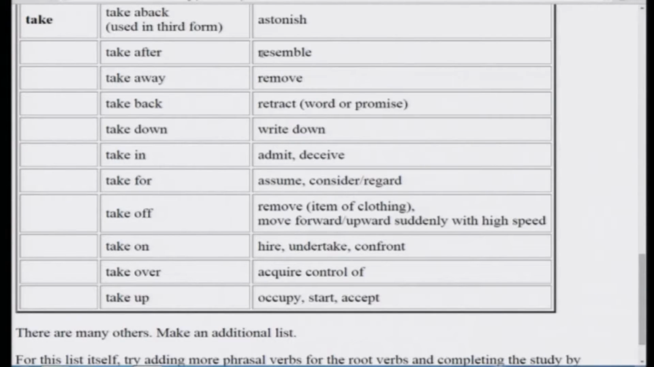Take after is resemble. Take away is remove. Take back, literal meaning is also there. I give you a book and then one day I take it back. That is literal meaning. But take back typically is used in the sense of retracting your word or promise. Take down is very simple, quickly write down. Take in, admit or deceive. Take for, assume or consider. Do you take me for a fool? No, no sir. So, do you consider me or do you assume me to be a fool? That is the idea.